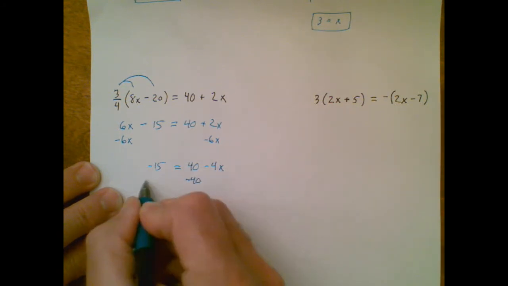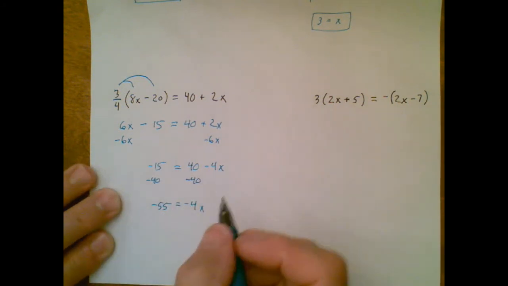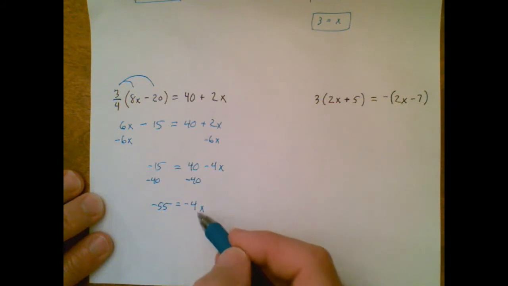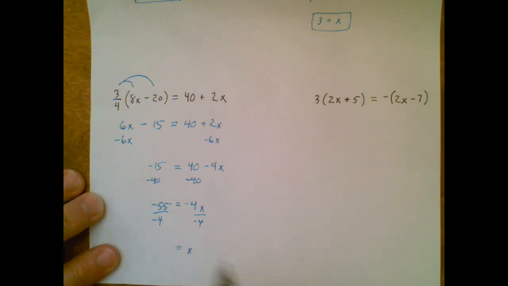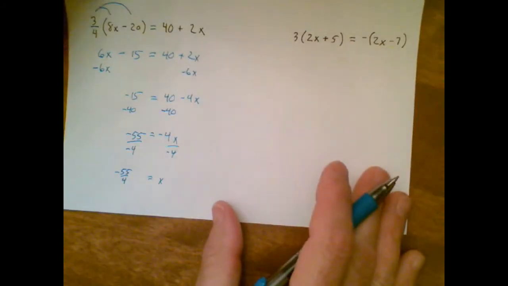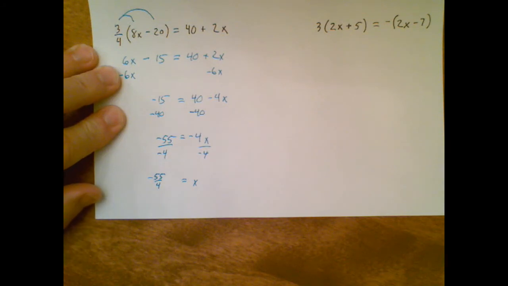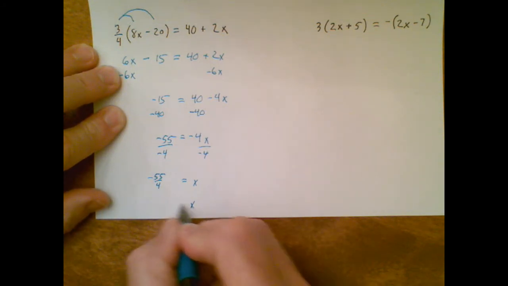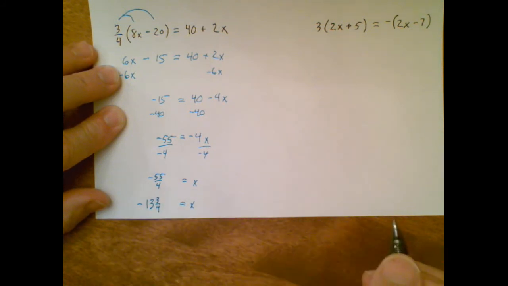I will now move the 40. And my job is to now divide by negative 4. And so I get x equals negative 55/4. That's fine. Some people might want to turn that into a decimal. Some people might want to turn it into a mixed number. It's really your choice. If I wanted to turn it into a mixed number, I would get 13 3/4.